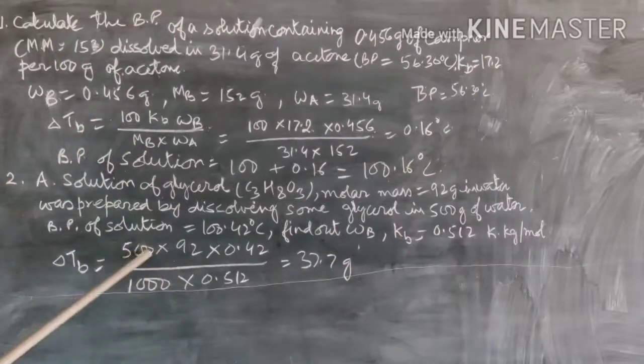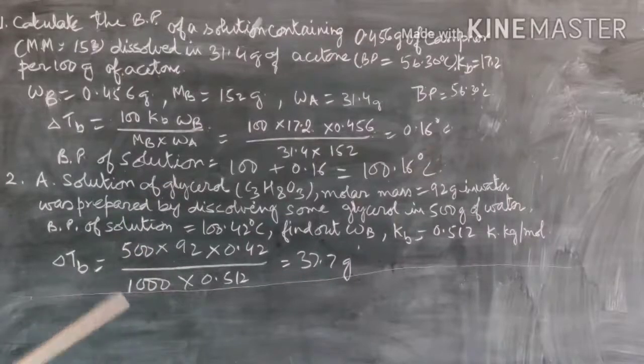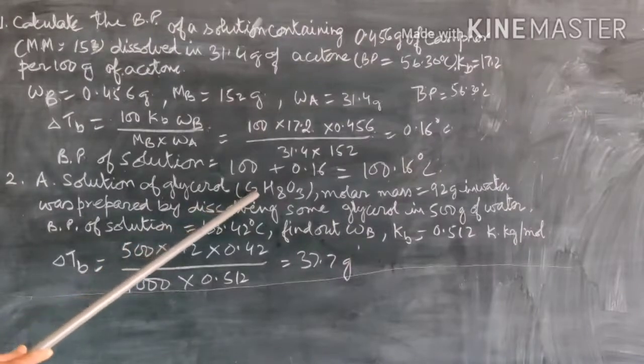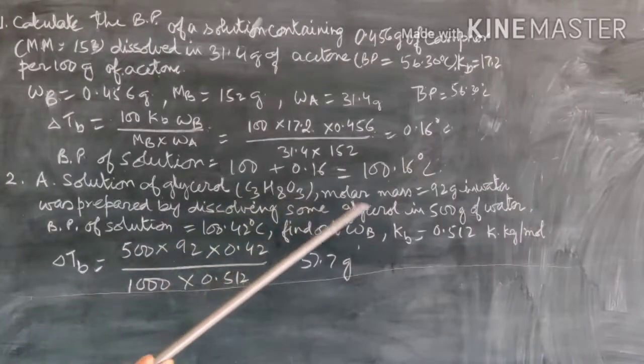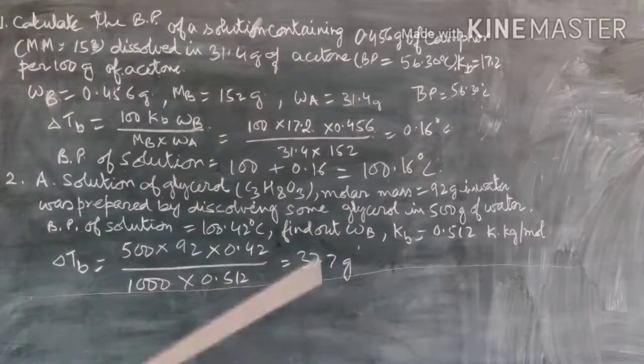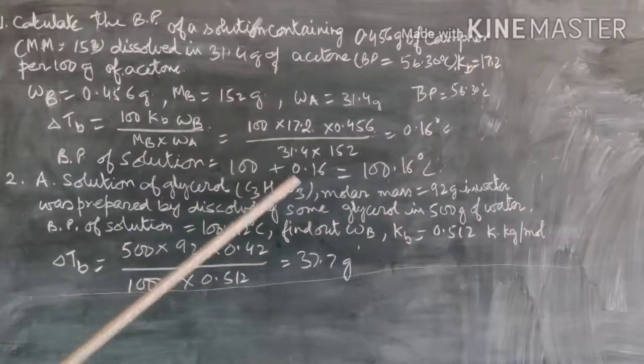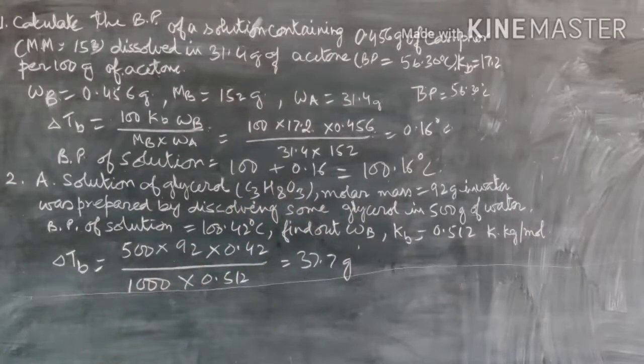Now see, this question was asked in 2010, a CBSE board examination question. A solution of glycerol, molecular formula C3H8O3. The molar mass is also given, otherwise you can calculate the molar mass from the formula. But molar mass is given.